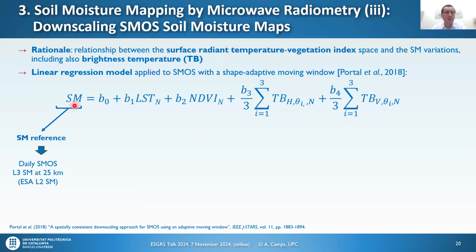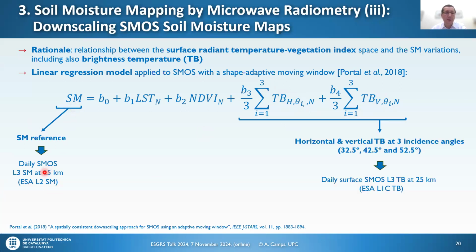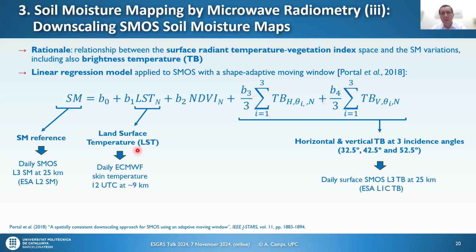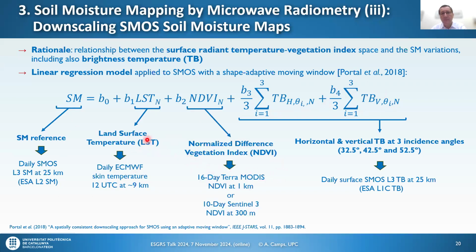So here we have our reference soil moisture in a grid of 25 kilometers. These are the brightness temperatures, land surface temperature, and the NDVI. We will be getting this LST either from satellite data or from models like the predictions from ECMWF, NDVI from MODIS, or nowadays from Sentinel-3 at 300-meter resolution. And the brightness temperatures, again, the spatial resolution is about 50 kilometers, but the products are provided in a grid of 25 kilometers. And these are the three incidence angles that we are working with.